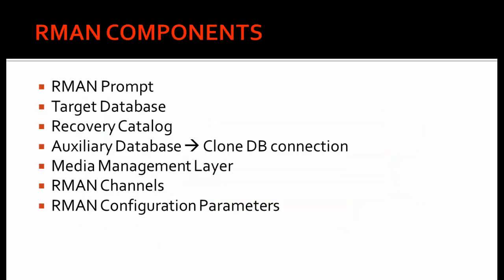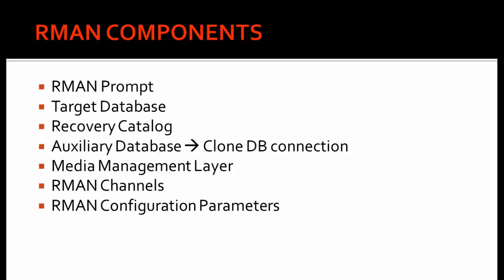In RMAN, we have a few components that we need to know. These components are important to understand how RMAN works. First of all, the RMAN prompt. We know it's an RMAN utility. It is invoked by just typing RMAN. Next we have a target database. The target database is nothing but the database whose backup or recovery operations will be performed by RMAN. Next is your recovery catalog. The recovery catalog is a separate server outside of your target database which will store your backup metadata.